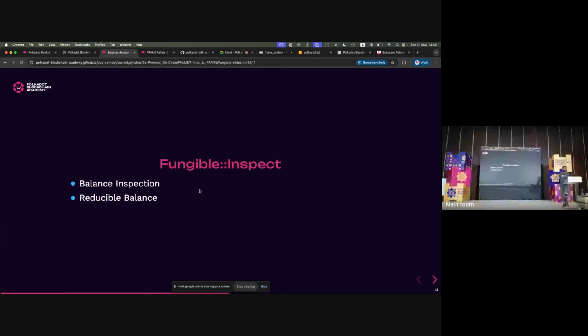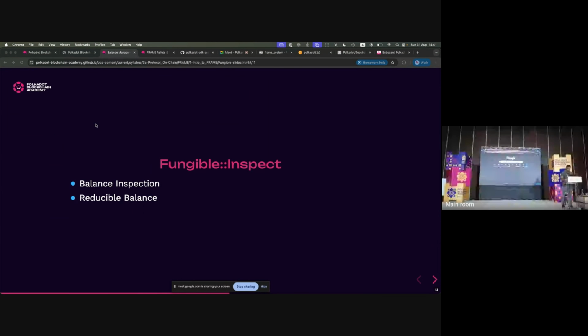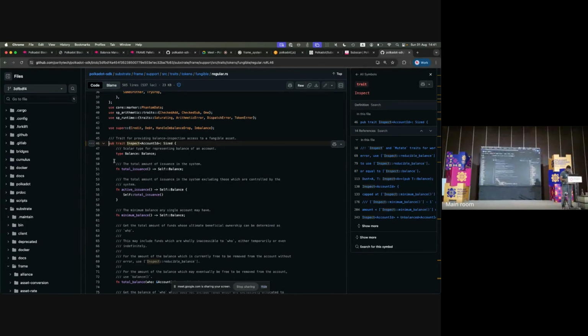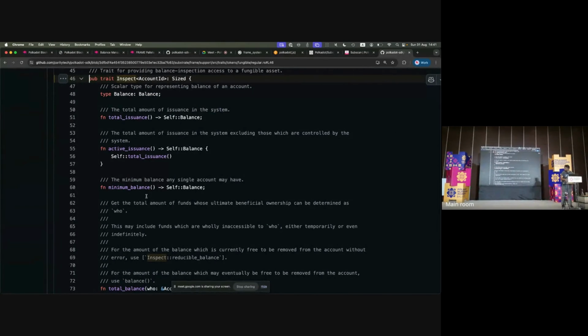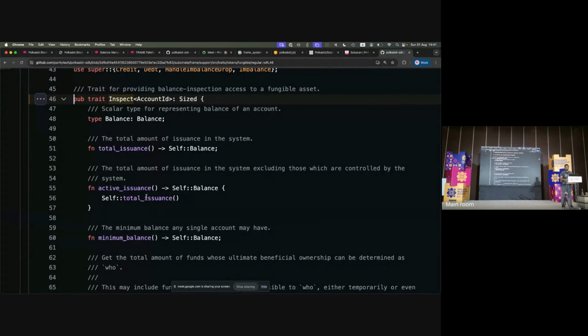Okay, all good now? We are now going to see the traits that we can use. Do I have the links? Yeah, something. A little more, I would say. Zoom a little more.